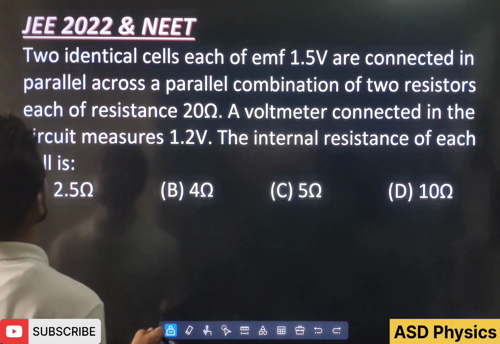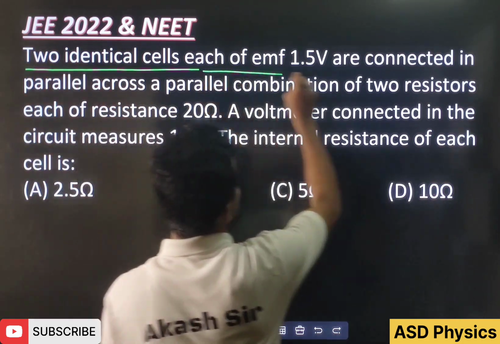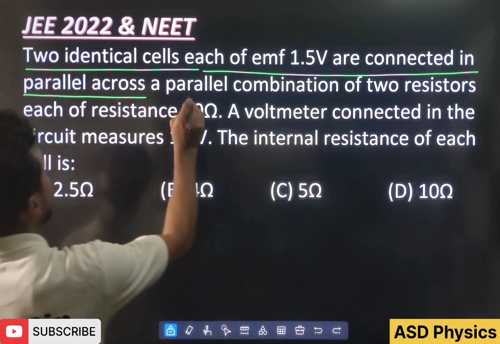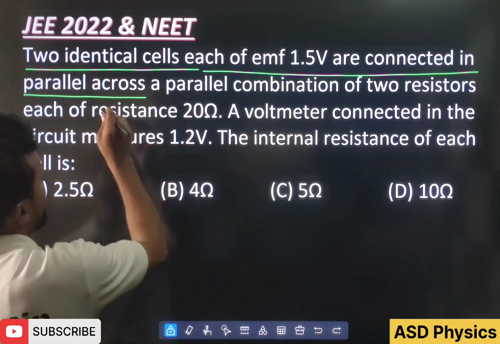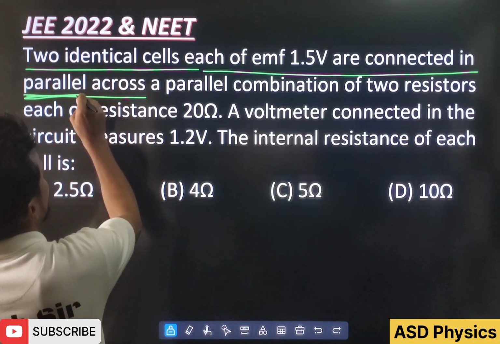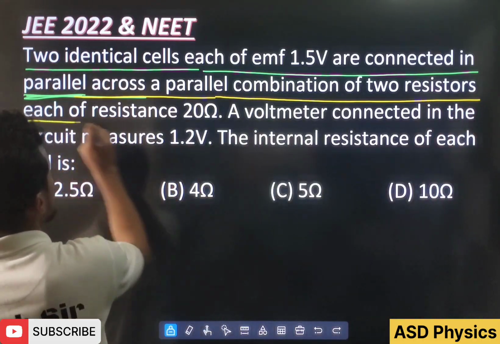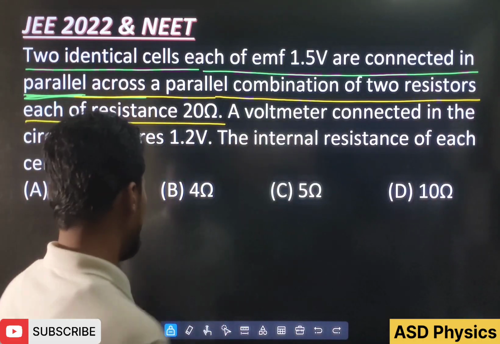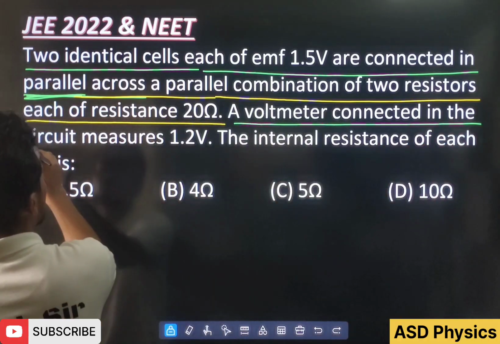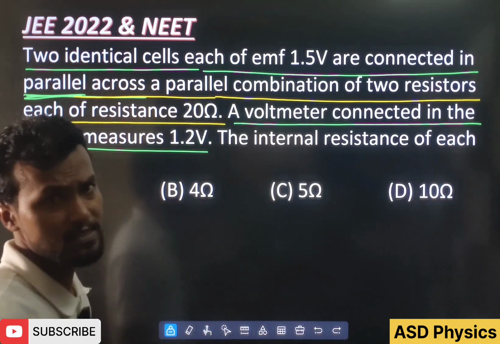Now let's see this question, students. The question was asked in the JEE 2022 exam. See, two identical cells, each of EMF 1.5 volt, are connected in parallel. In parallel, up to this is okay. After that, next see here, across a parallel combination of two resistors, each of resistance 20 ohm. After that, a voltmeter connected in the circuit measures 1.2 volt. The internal resistance of each cell is how much?